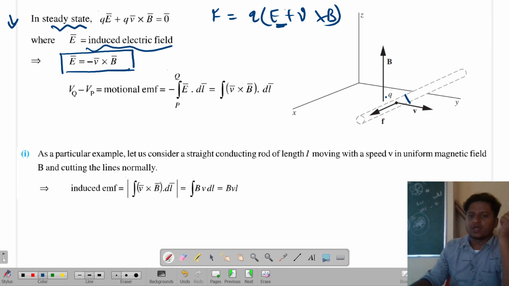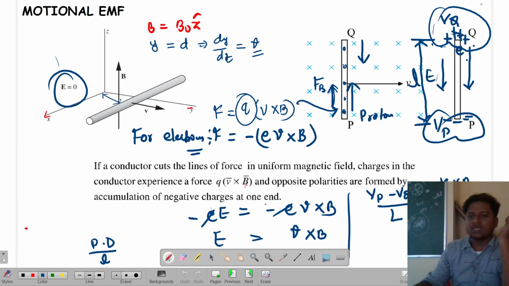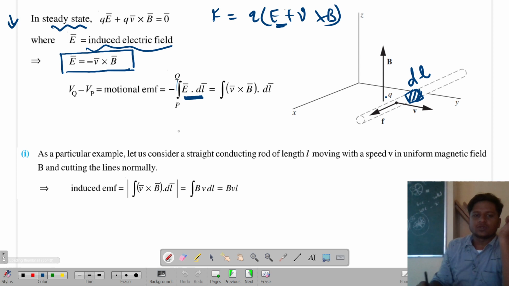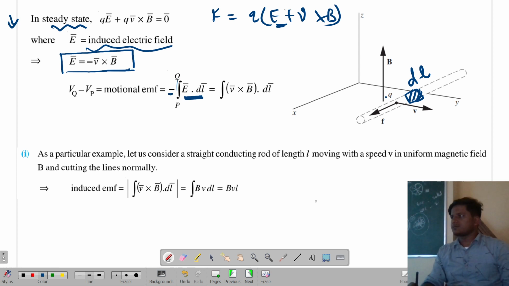So consider, let's suppose you have a smaller element dl. On this smaller element dl, the net potential difference is what? Minus of integral E dot dl, or not? Tell me yes or no. So from where to where? From P to Q. Actually, look over here. Where is P, this is my positive or not? This is my negative. But here we are doing the integration from P to Q downward. That's why it has a negative sign over here. Got it or not? Is this clear or not? So therefore the net answer is what? Integral of V cross B dot dl. Got it? Is this okay or not? Yes or no? Sir, there is a cross product and there is also a dot product. Got it or not? Okay.